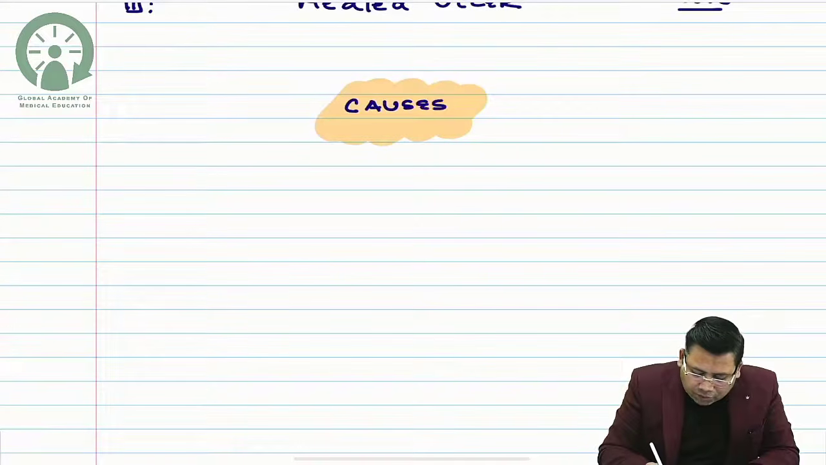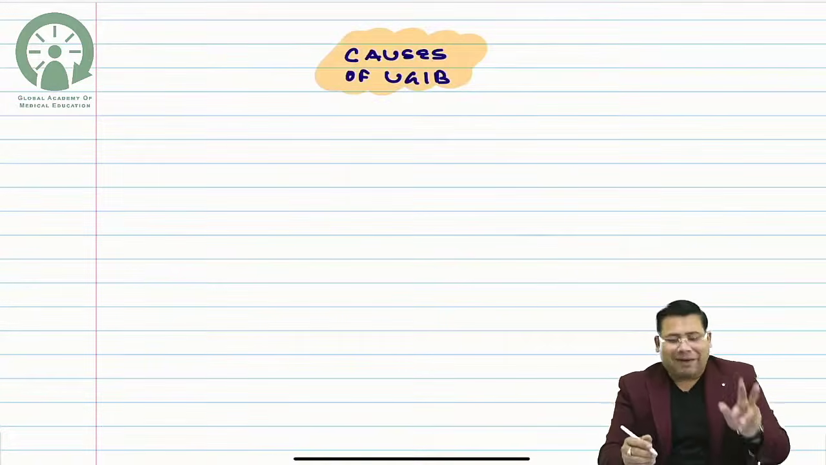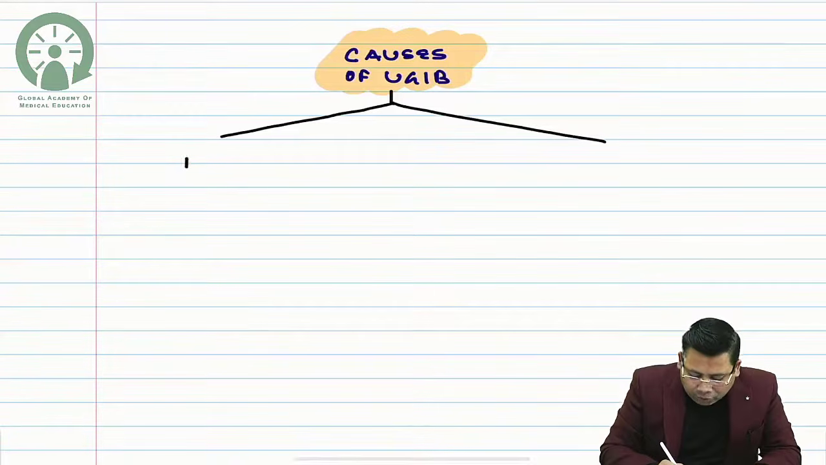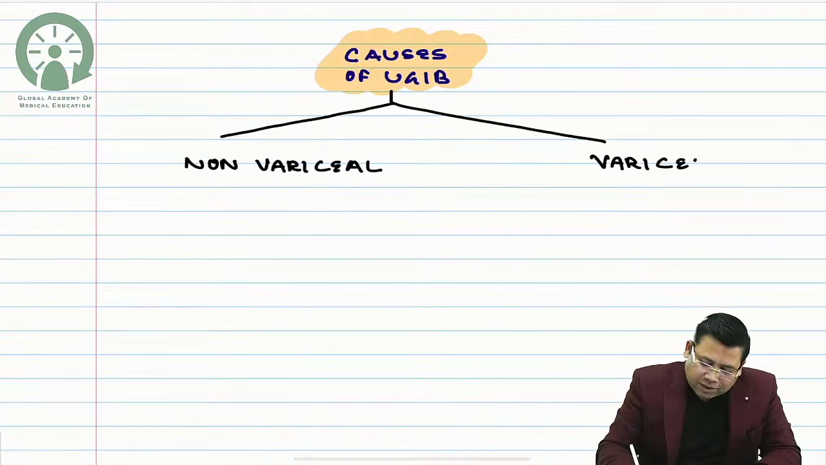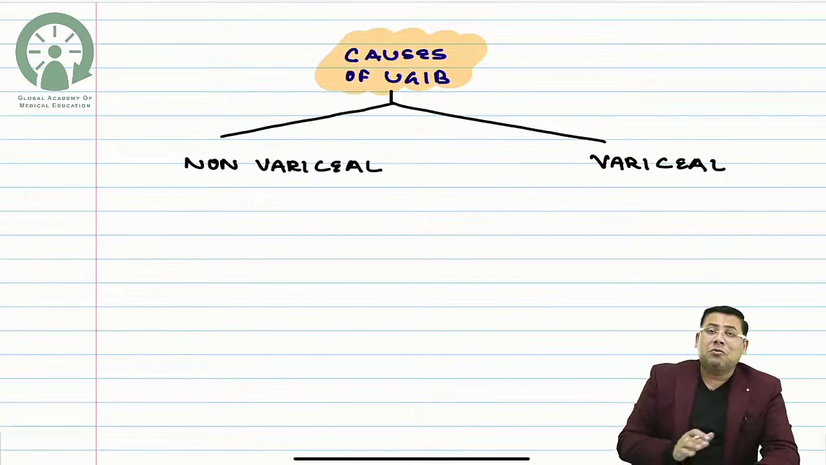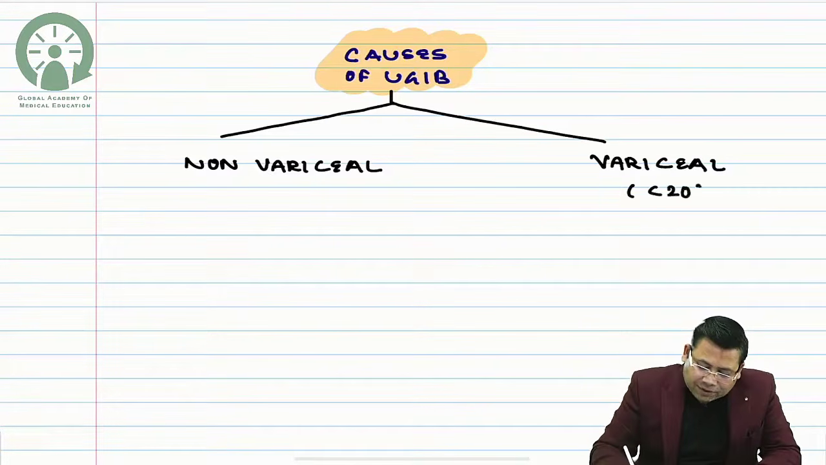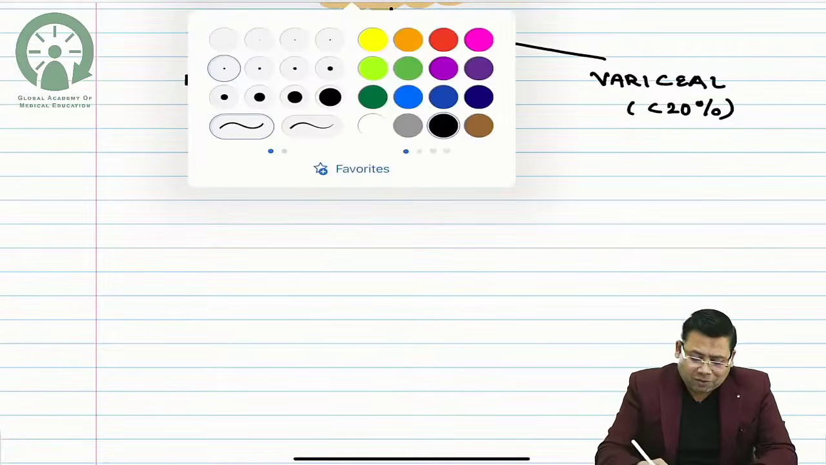So when you talk about the causes of upper GI bleed, what are they? You need to understand that there are two broad categories. Now what are these two broad categories, students? It could be non-variceal causes versus variceal causes. So there are variceal causes of bleeding versus non-variceal. Less than 20% of them are variceal, more than 80% of them are non-variceal.